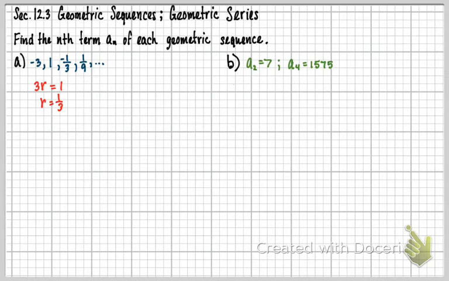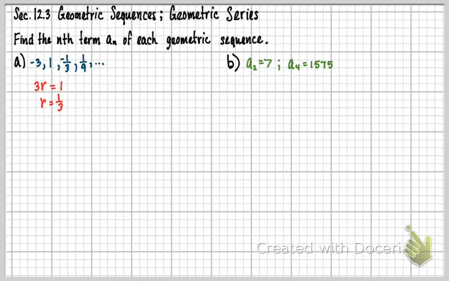And I can easily check that. So if I take 1 times 1/3, I can see that that's going to give me 1/3. And if I take 1/3 and multiply it by 1/3, how do I multiply fractions again? Straight across. So top times top, bottom times bottom. That's going to give me my 1/9. So I can see that that's going to work for me. So my R is actually 1/3 here.